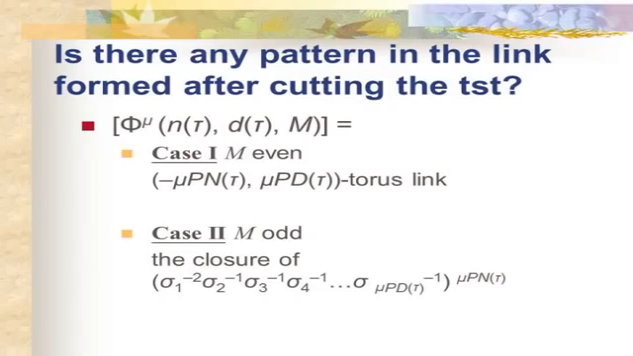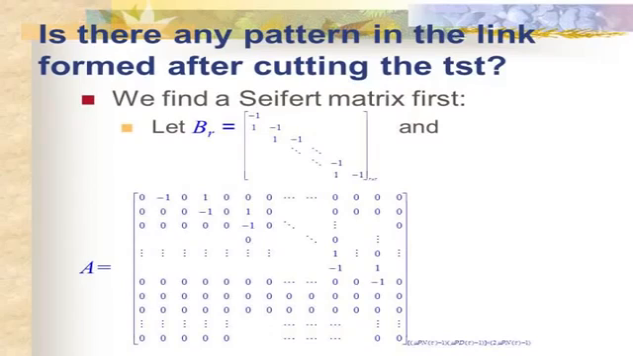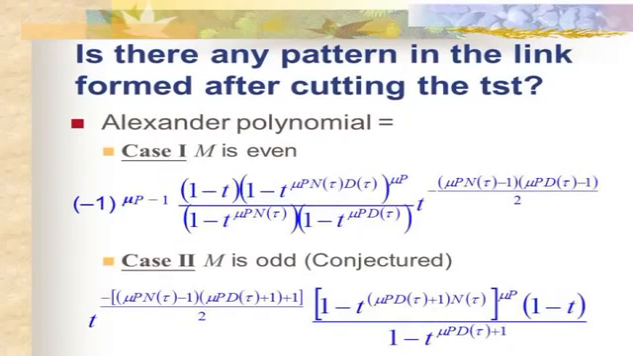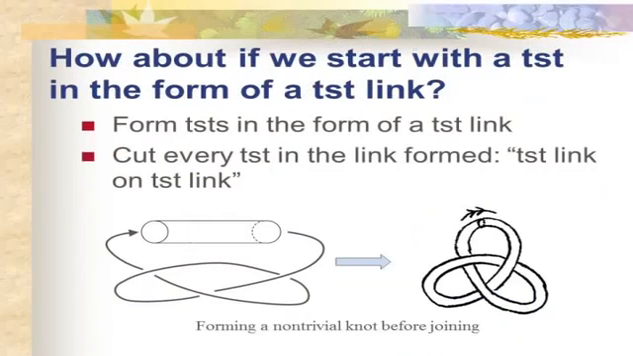Yes, and from these braid words, we can also find the Seifert matrices, and from these Seifert matrices, we can find the Alexander polynomial. But we are not able to prove that the case for M is held, although it in fact holds for mu p n tau and mu p d tau ranging from 0 to 10. But the other cases have to be conjectured to be true.